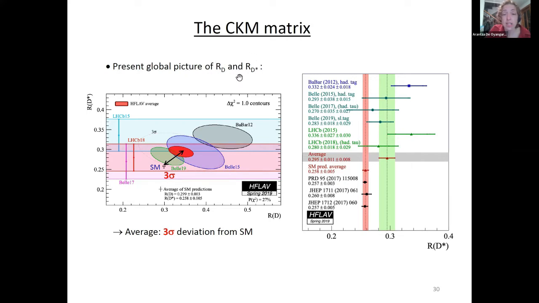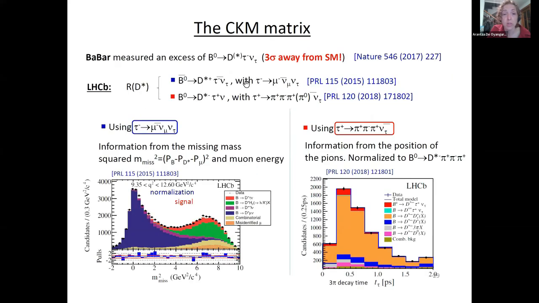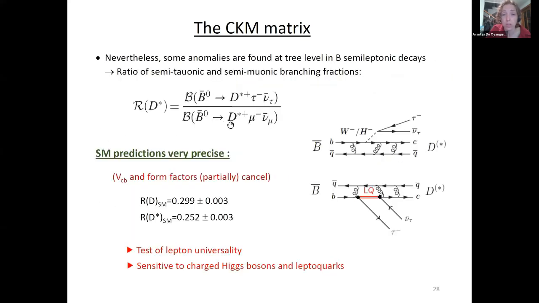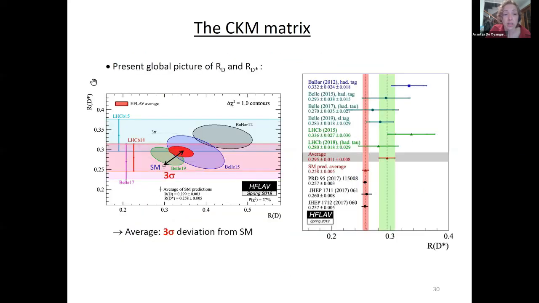This is for RD star. It is the ratio that I was talking about, B to D star tau nu with respect to B to D star mu nu. You can have also just a D, and this is called RD. And in this plane, you have RD star versus RD. If you see the different measurements, you have the standard model, and then the BaBar result, the Belle result, a new Belle result now, and the LHC bands, which are just measuring RD star. In the other case, you have the 2 measurements. And we observe that we have an average 3 sigma deviation from the standard model.